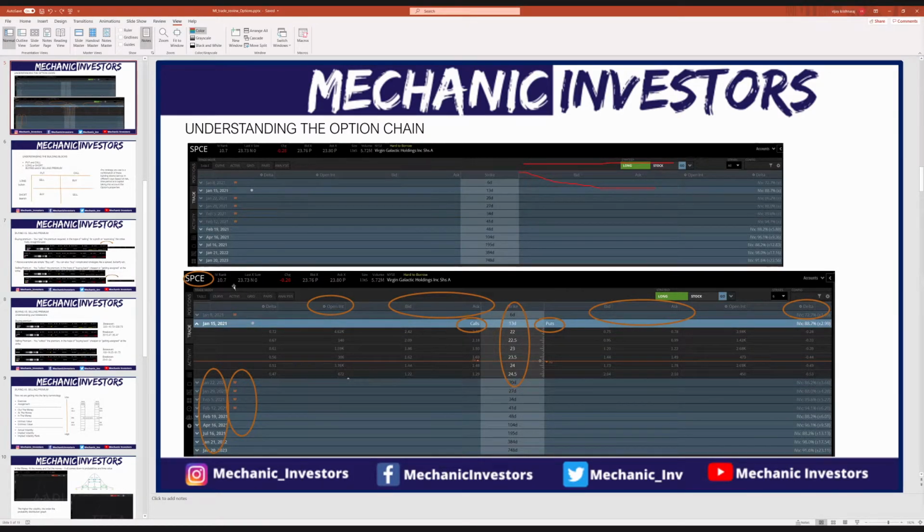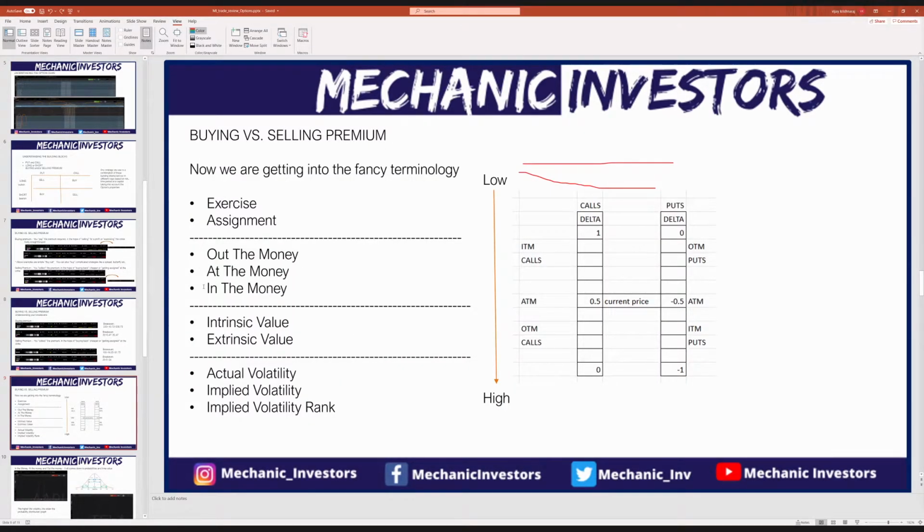So for example, in this example, SPCE's last price is 23.73. If you take a 22 strike call, the stock price is already above the 22, so this 22 strike is in the money for a call. But for puts, it's the opposite. If you take, let's say, 24.5, then a stock price of 23.73 is already below 24.5. Remember, this is the put section of the chain, so all of this above is in the money. For a call, all the strike prices below the current stock price are in the money. That's what they mean when they say out of the money, at the money, or in the money.